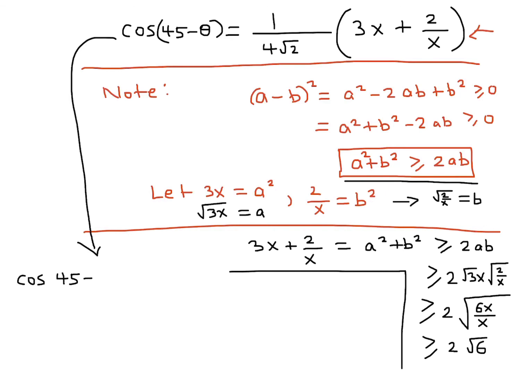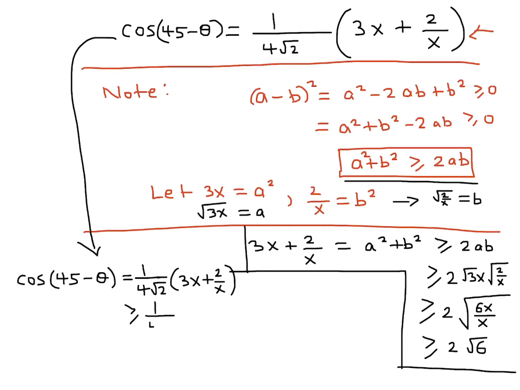cos(45 minus theta) is equal to 1 over 4 root 2 times (3x plus 2 over x). And this is, based on what we did here, greater than or equal to 1 over 4 root 2 times 2 root 6. Okay? So I hope you see how that happened there. Pause it, rewind it if you don't understand it, and watch it again.